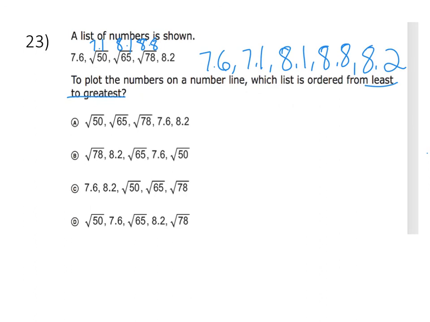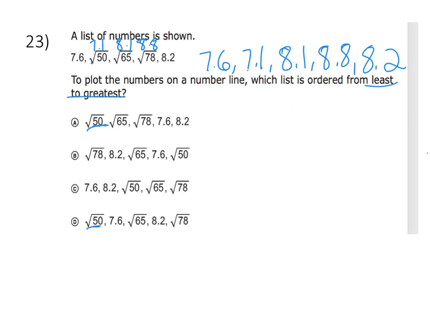So I know that 7 is less than 8, so I'm going to focus on my first two numbers first, 7.6 and 7.1. My whole numbers are the same, so I'm going to look at my tenths place. I have a 6 and a 1. I know my 1 is smaller than my 6, so I know that 7.1 is my least number. But according to my problem, 7.1 is actually the square root of 50. So I want to look for the answer choice that has square root 50 first, which would be A and B, or D, excuse me.